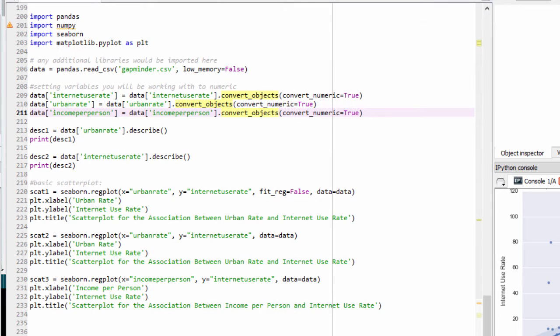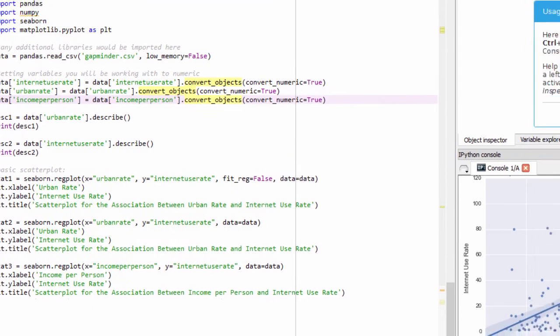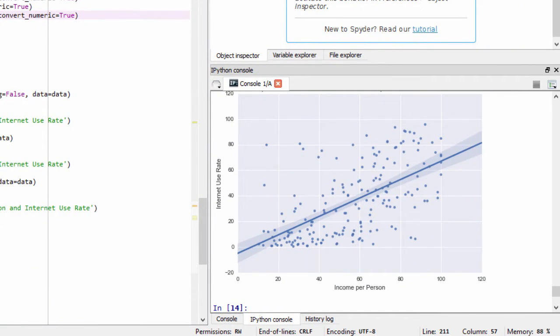Here's another example from the Gapminder, exploring the relationship between income per person in each country and each country's Internet use rate. Earlier in my program, I also need to remember to set income per person as numeric. Again, if considering a linear pattern, the relationship seems to be positive. That is, higher income is associated with higher internet use, lower income associated with lower internet use.